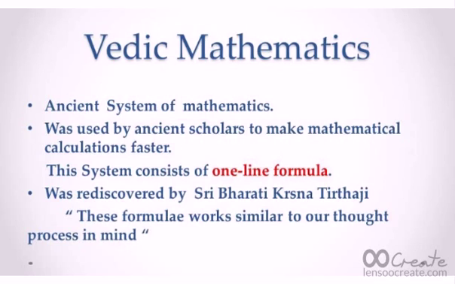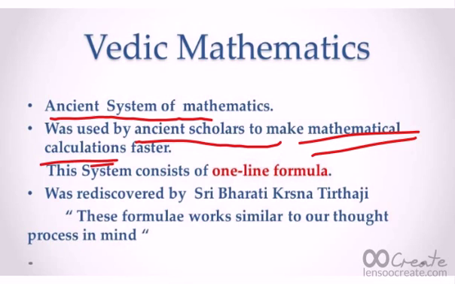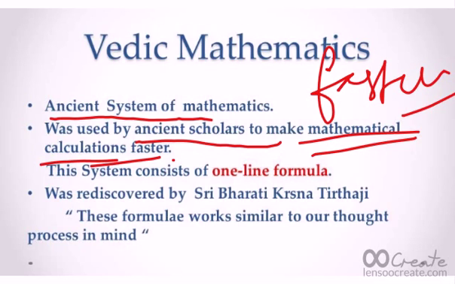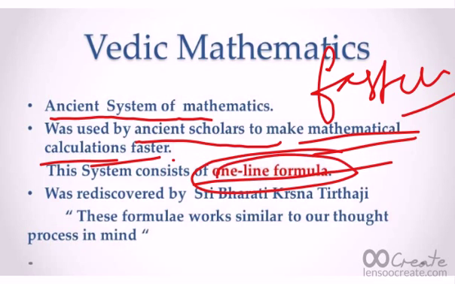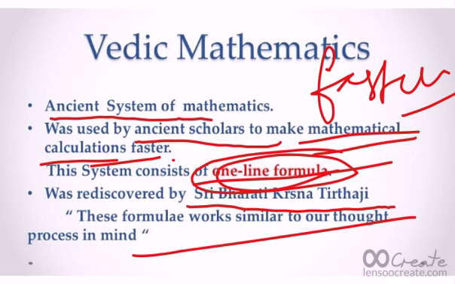Vedic mathematics is an ancient system of mathematics. It was used by ancient scholars to make mathematical calculations faster. This system consists of one-line formulas, and it was rediscovered by Sri Bharati Krishna Tirtha Maharaj, who is popularly known as Sri Sankaracharya. These formulas work similar to our thought process in the mind.